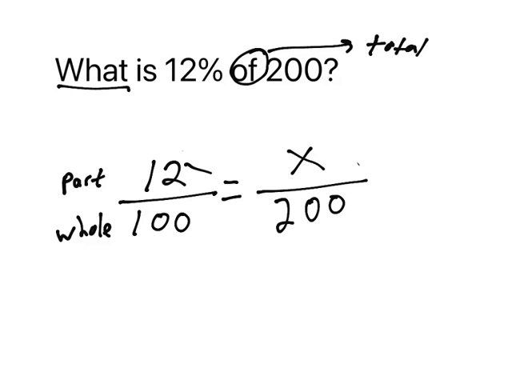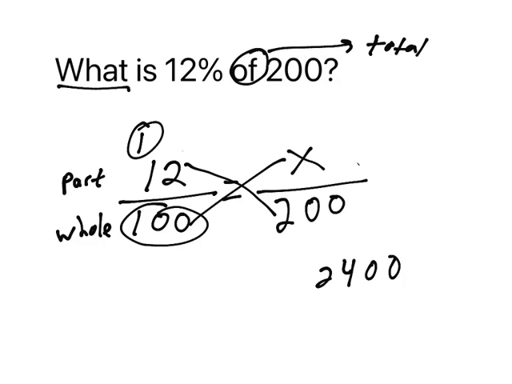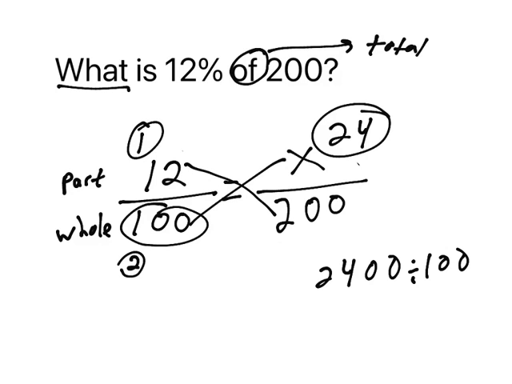That's fine. If you see that, have at it. You don't have to do this other method. But the other method we've been looking at is the idea of cross multiply. What two numbers do I have? I have 12 and I have 200, so I'm going to multiply those first. 12 times 200 is 2,400. Then since this 100 is by itself, I'm going to use it second. I'm going to divide that by 100, and that's going to give me 24. So now I know that 24 is 12% of 200.